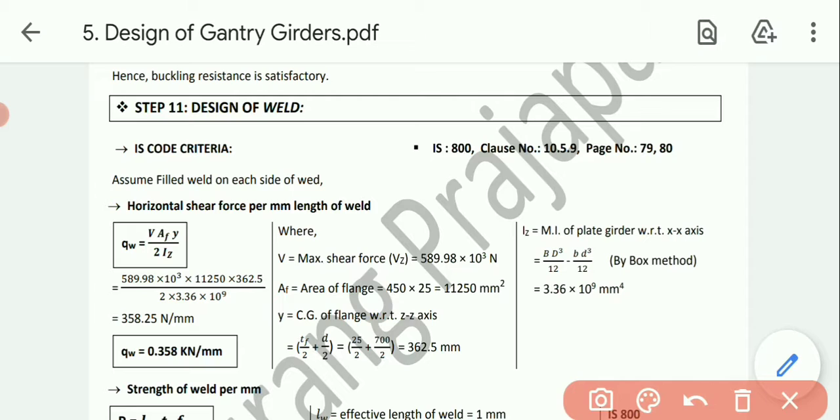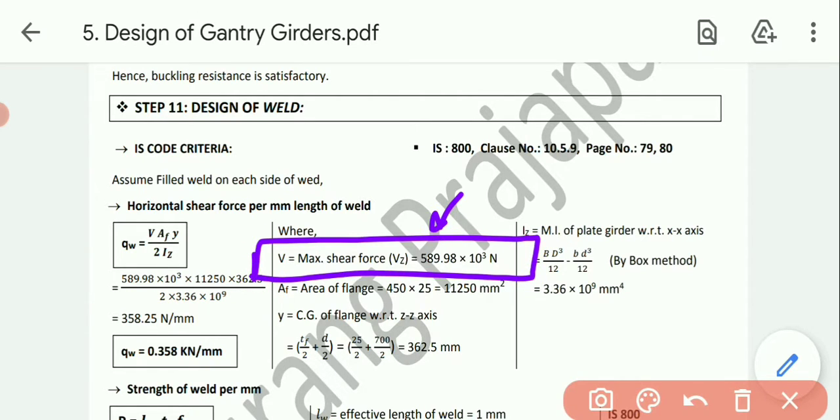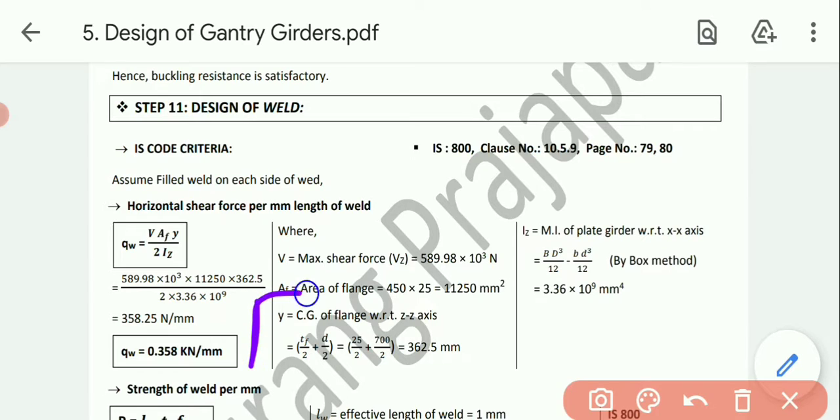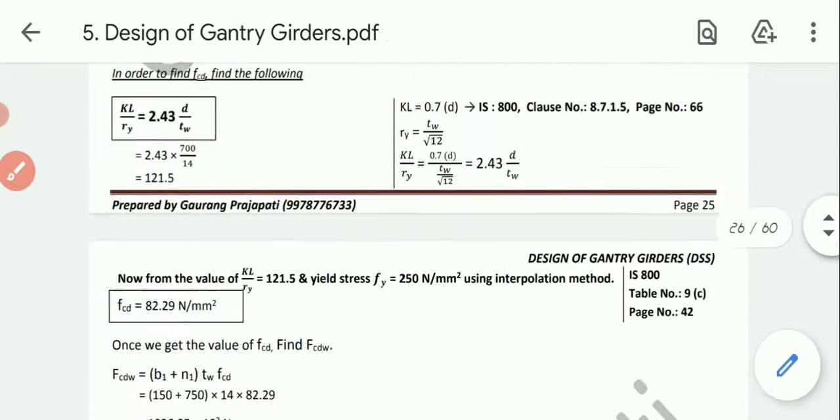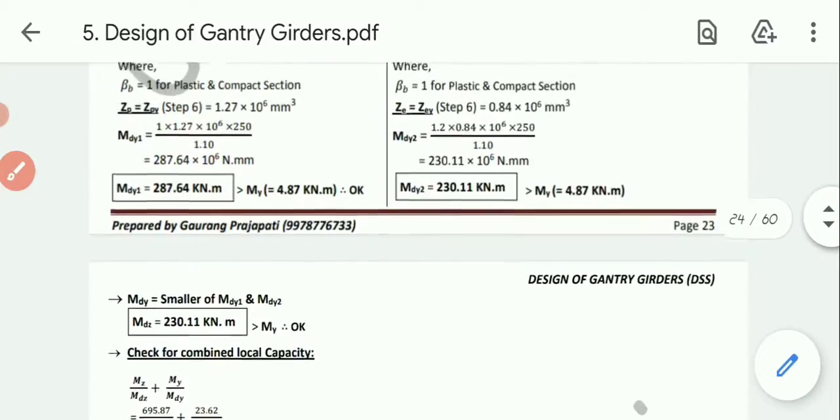First of all, V, that is the maximum shear force, already calculated in step number 3, 589.98. AF, area of flange, 450 multiplied by 25, that's the dimension of the flange, we will get the area 11250. Then Y bar, it is the CG of the flange with respect to the central ZZ axis, and Izz is the moment of inertia. We have all these values. Okay, let me show you the values.